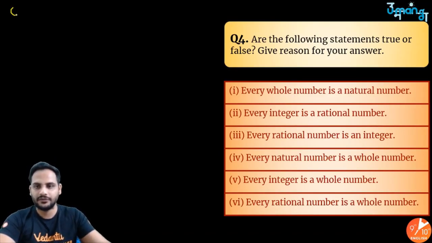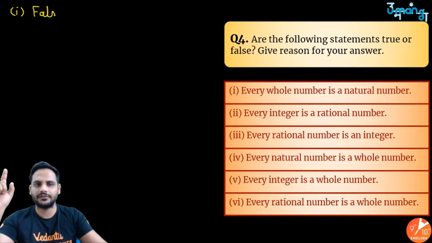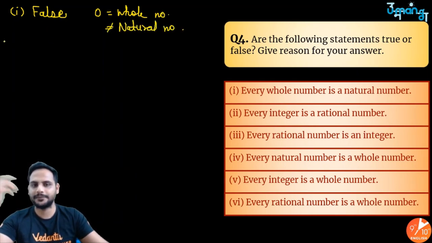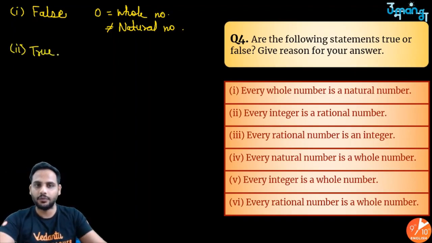Okay, so let's see. First one, every whole number is a natural number. Can I say every whole number is a natural number? False. Why? Because 0 is a whole number but not a natural number. Obviously, this is the reason, right? Second part, every integer is a rational number. Yes, it is true. Why? Because if I have integers, suppose 1, -1, 0, 2, -2, all these integers, I can write in the form of p by q.